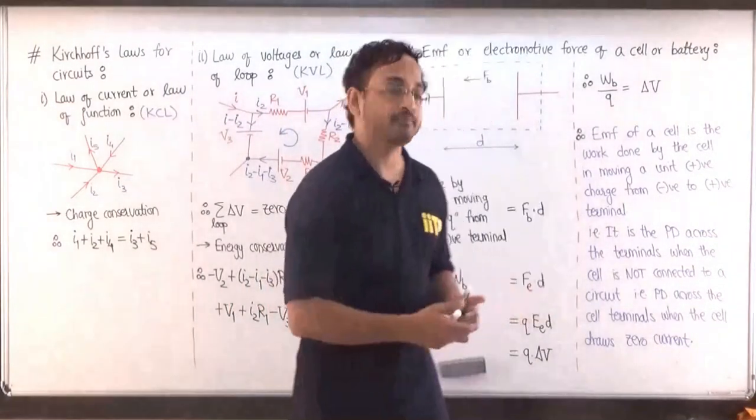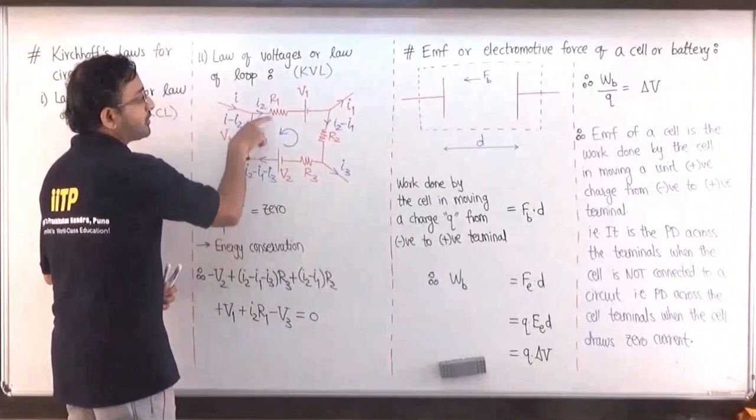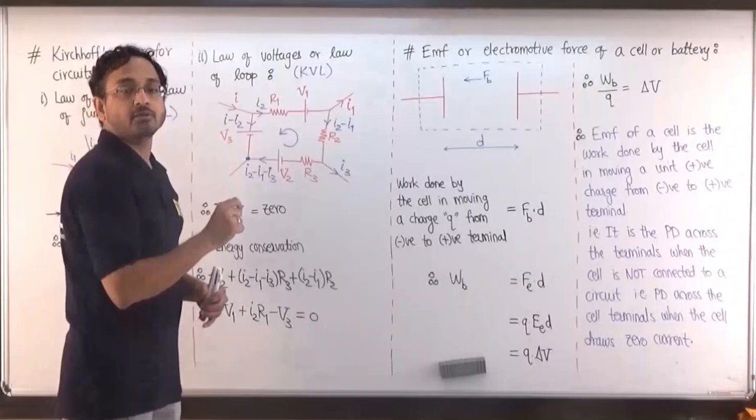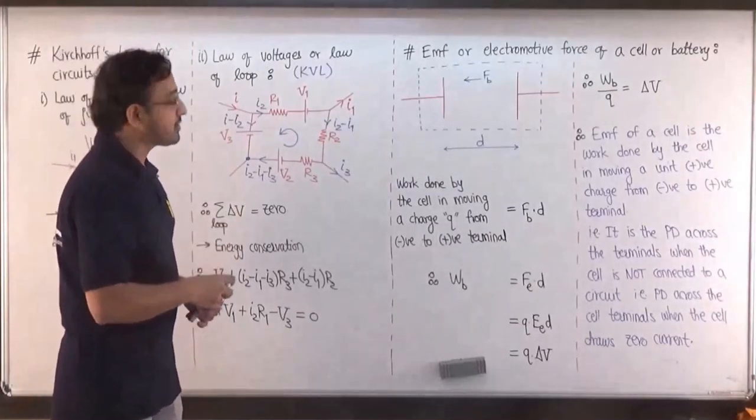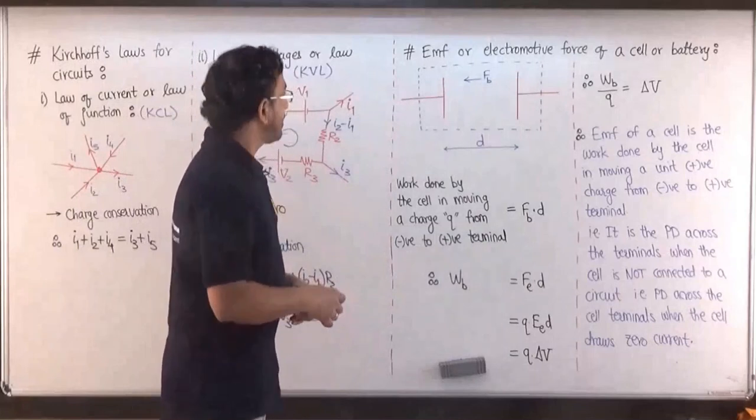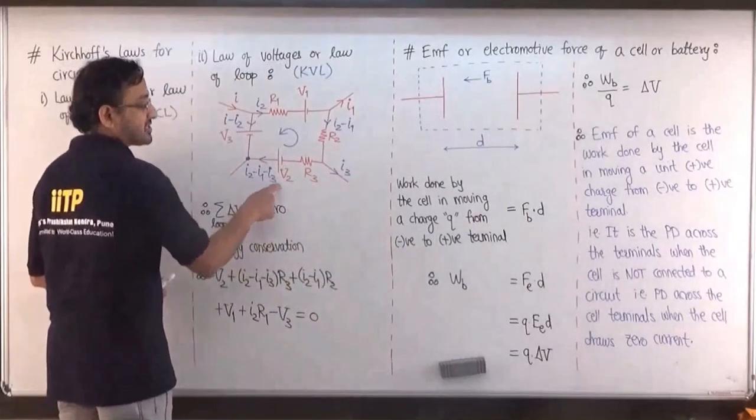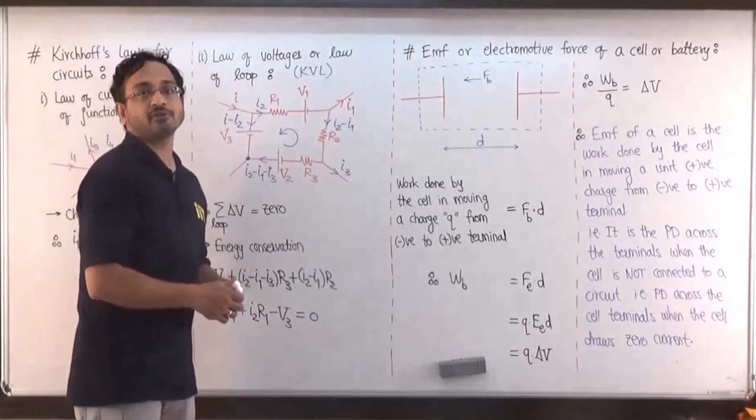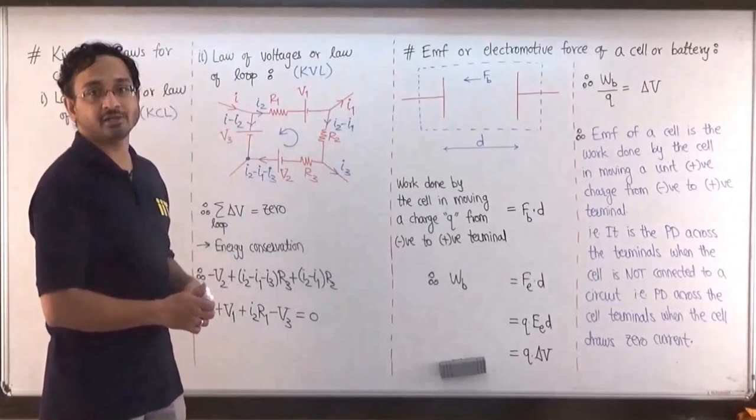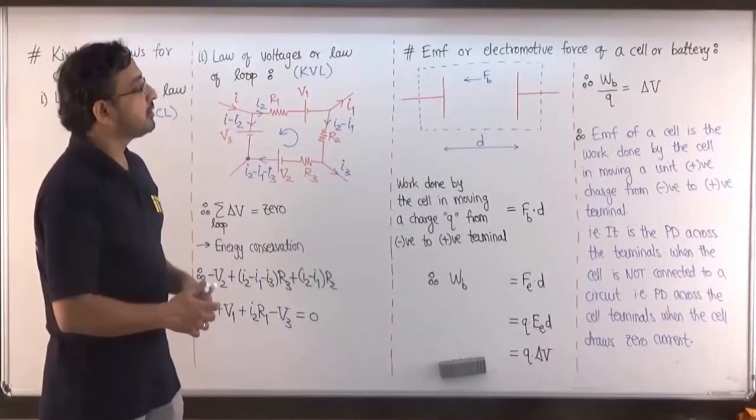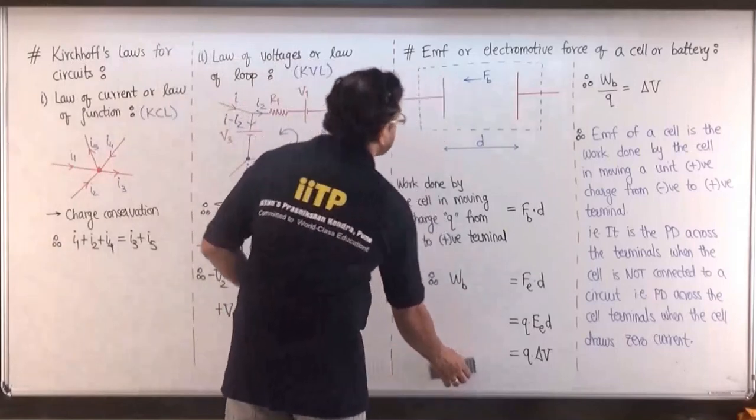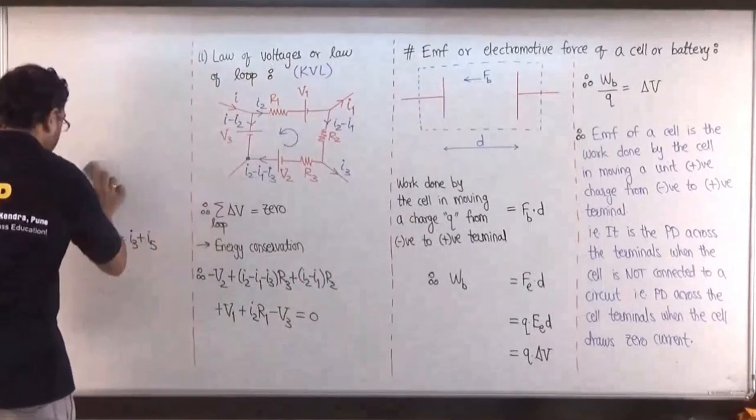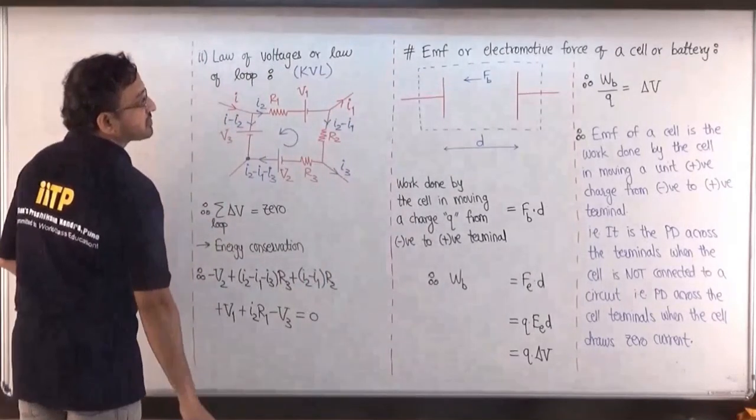Just to repeat the sign convention, whenever we go over a resistor, if we are going in the direction of current, then the potential difference across that resistor is considered negative. When we go over a cell from the negative terminal to the positive terminal, then the voltage across the cell is taken as positive, and vice versa. So having understood these concepts, now we will begin a very important discussion called EMF of a cell, or the electromotive force of a cell or a battery.